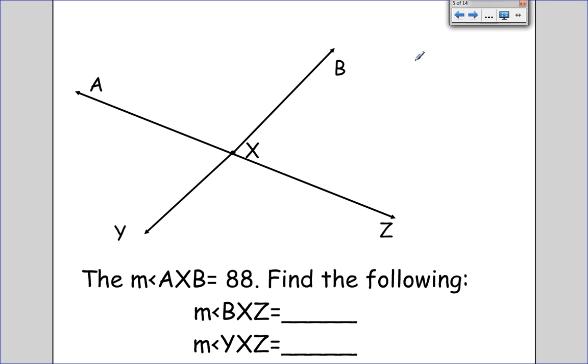On this next problem, it tells you the measure of angle AXB equals 88 degrees. Take a second, pause the video, and see if you can fill in these other three missing angles.